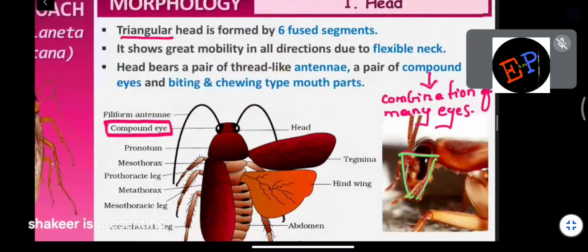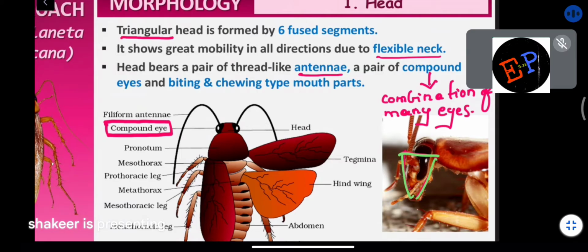So the triangular head is formed by 6 fused segments. It shows great mobility in all directions due to a flexible neck. What is the type of neck they have? Flexible neck. With the help of that, it can move its head in as many directions and angles as it wants. Clear? The head bears a pair of thread-like antennae. So in cockroaches, you will find 2 antennae also. And a pair of compound eyes.